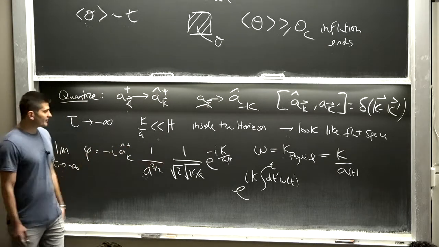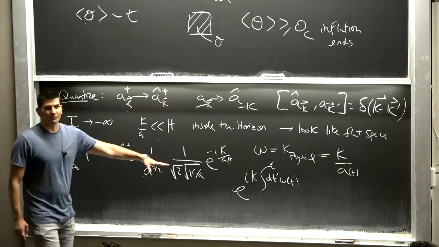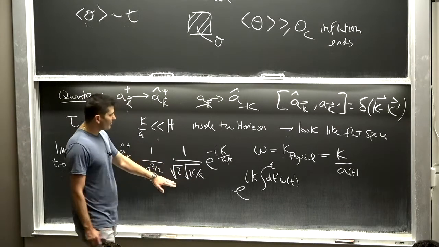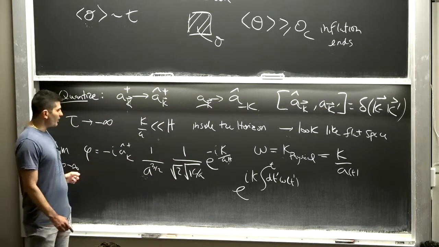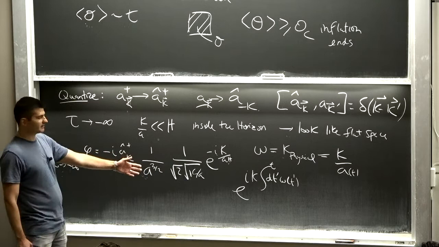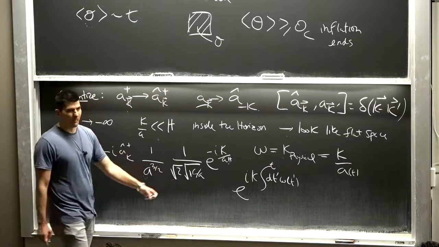There's some fancier words people use about how to impose the correct vacuum. But at the end of the day, you just said, when the mode is well inside the horizon, it should look like the WKB approximation of a flat space mode. Then you would land on this solution.